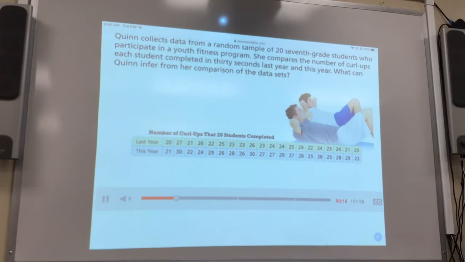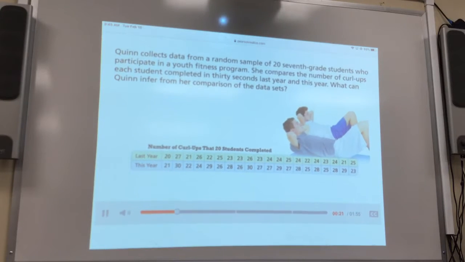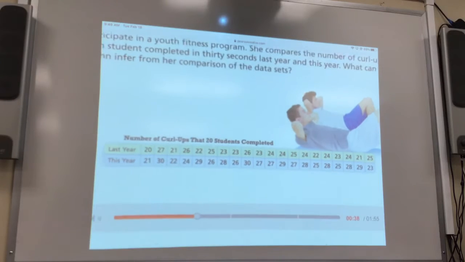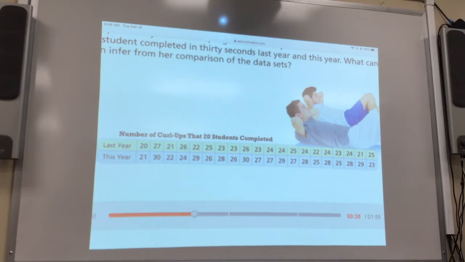Quinn collects data from a random sample of 20 7th grade students who participate in a youth fitness program. She compares the number of curl-ups each student completed in 30 seconds last year and this year. What can Quinn infer from her comparison of the data sets? So, this at the bottom, curl-ups, I think they mean sit-ups. I've never heard it as a curl-up, but that's what they're doing.